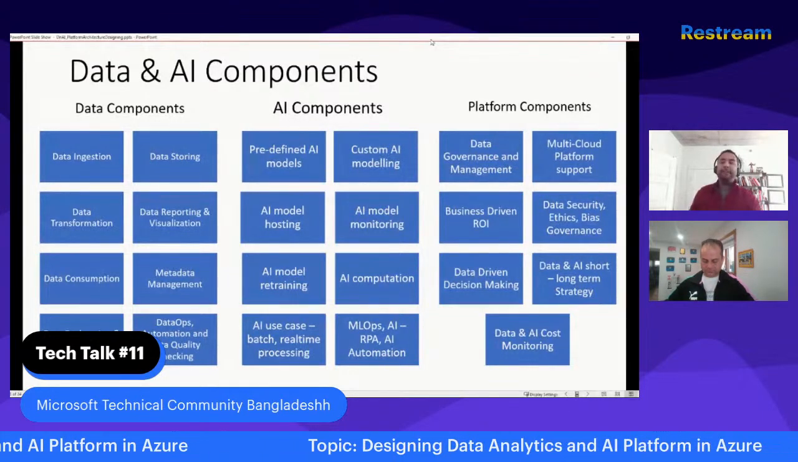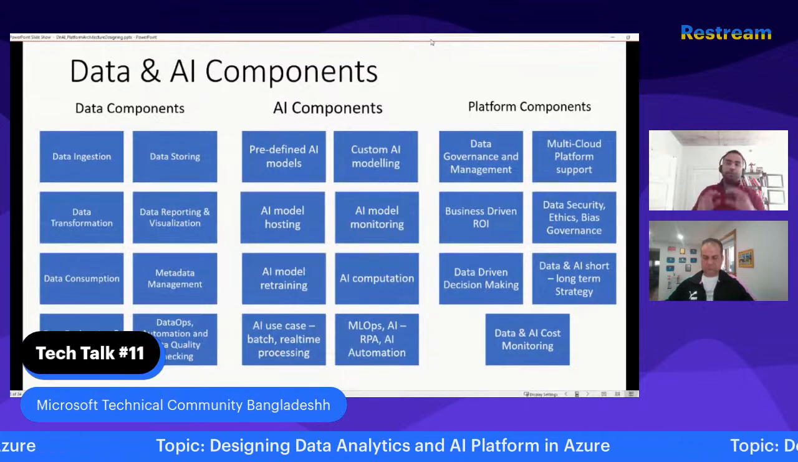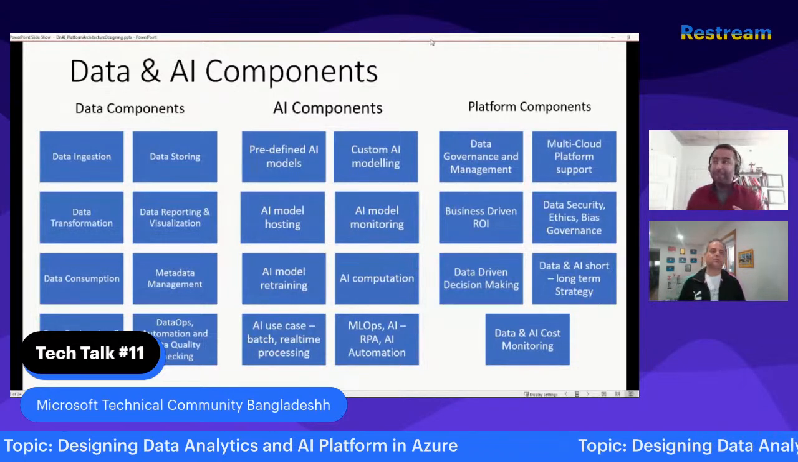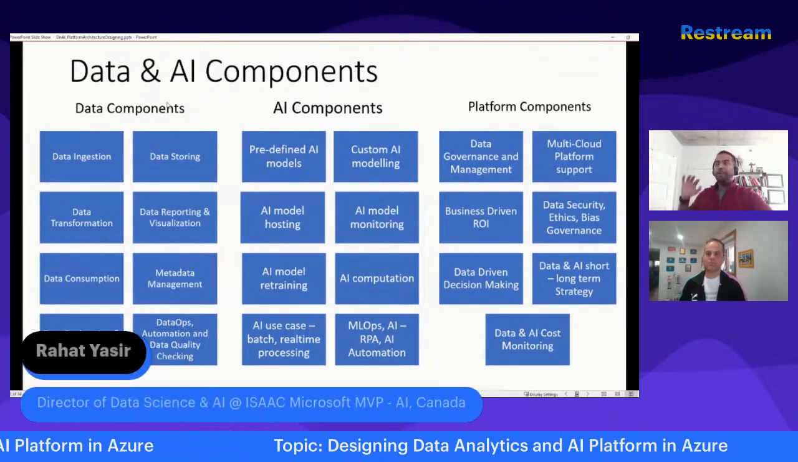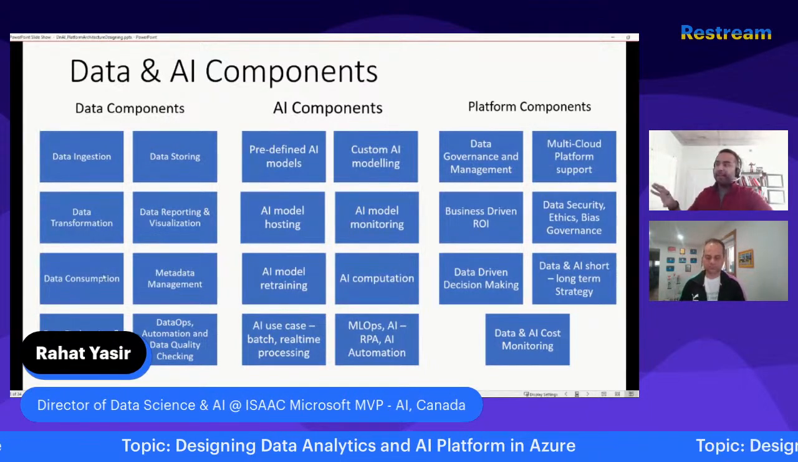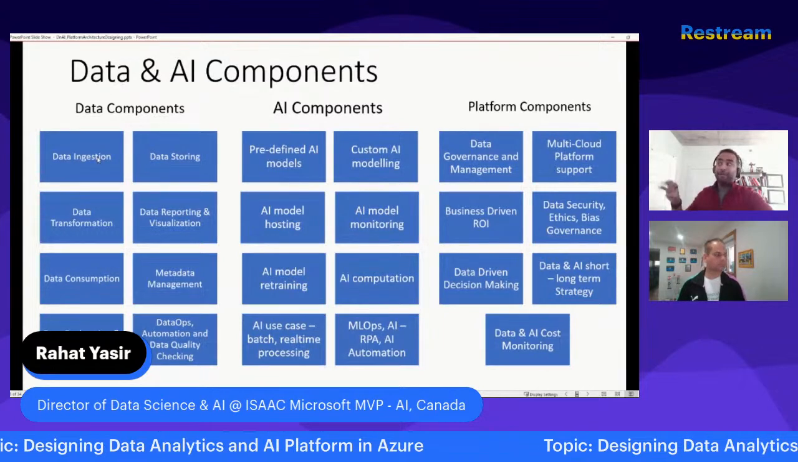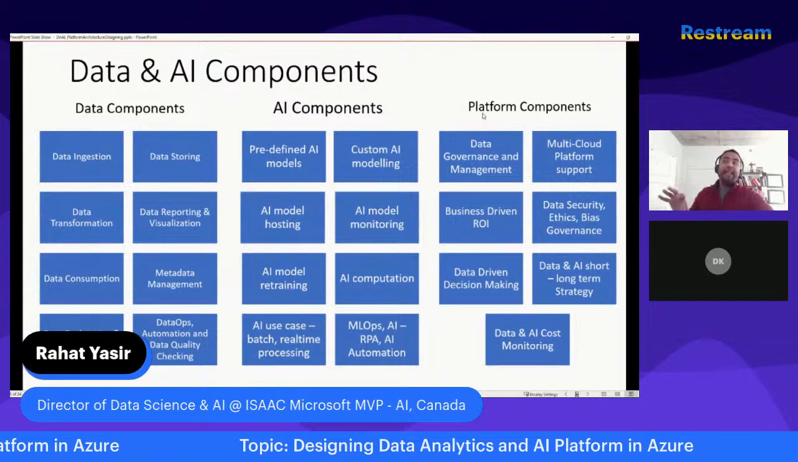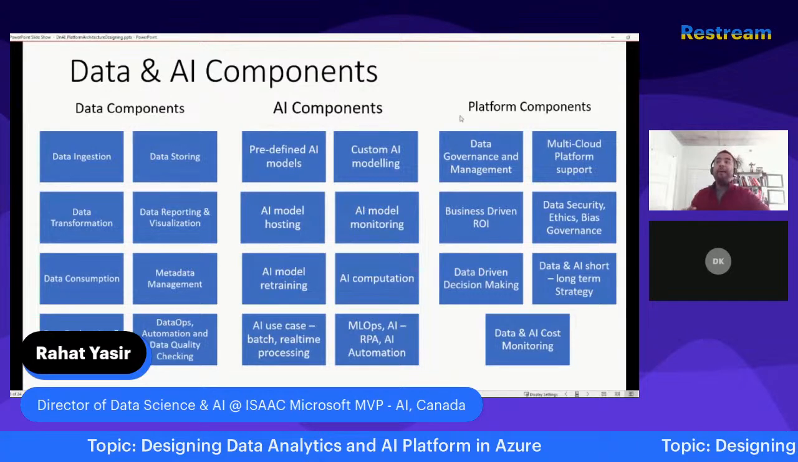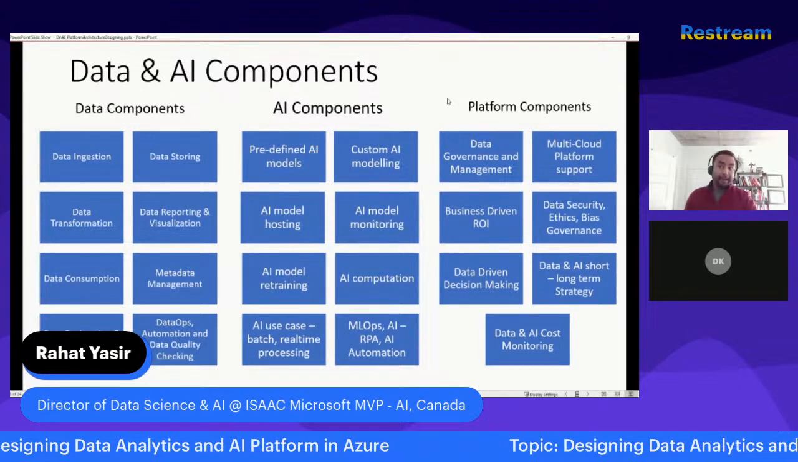It's just a high level; I put a quick map for the audience to take a look. When we design a data and AI platform, our platform needs to have data related components, our platform needs to have AI related components, and then our platform also needs to have platform related supports.